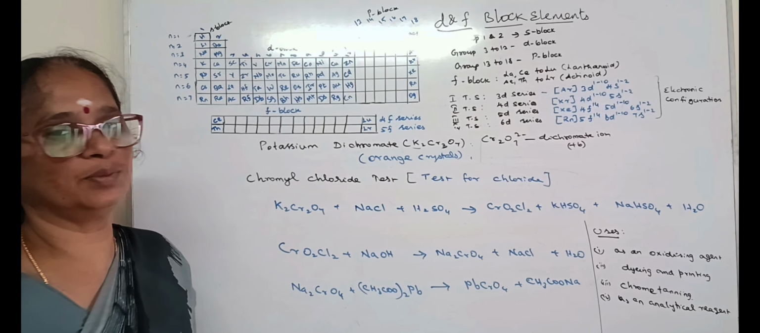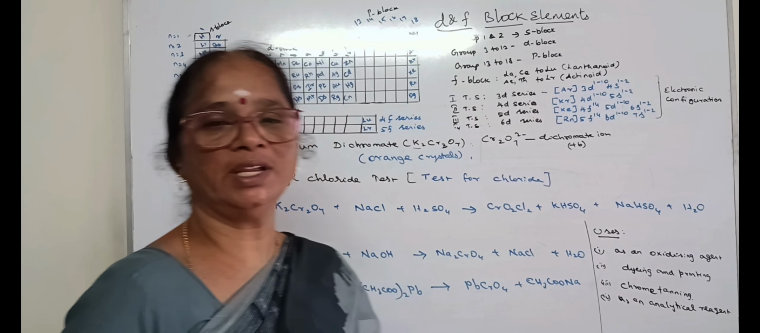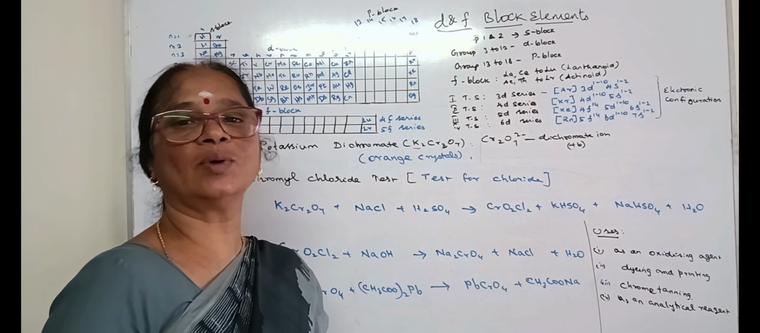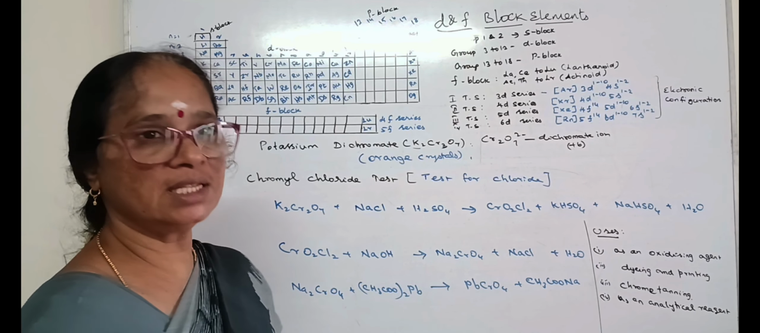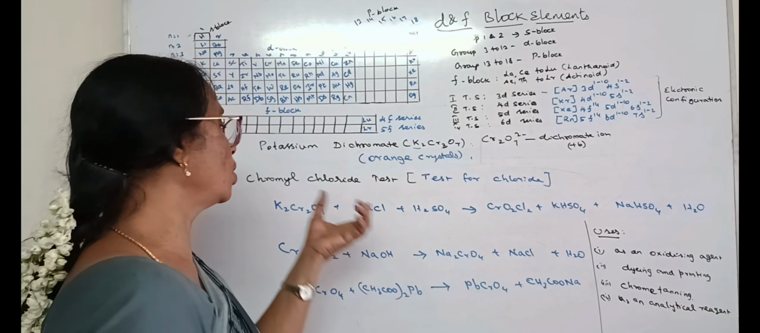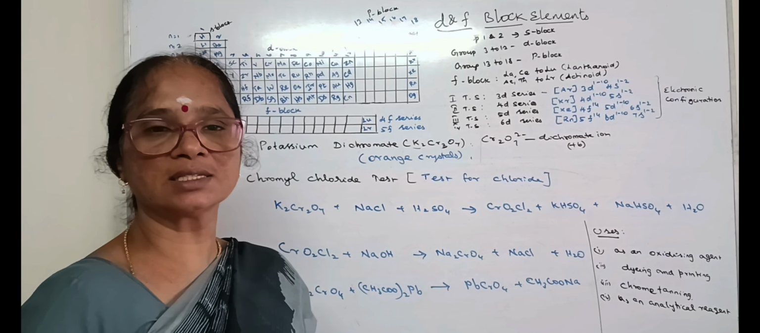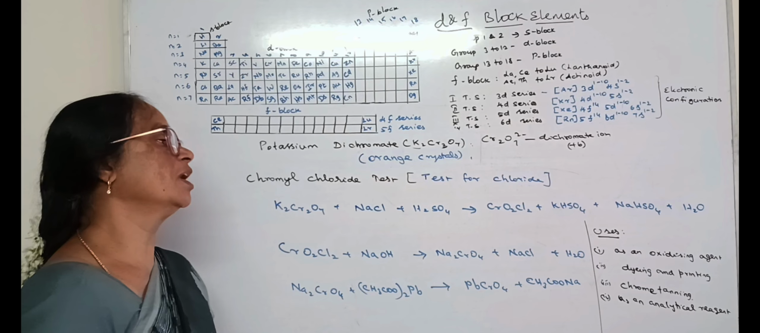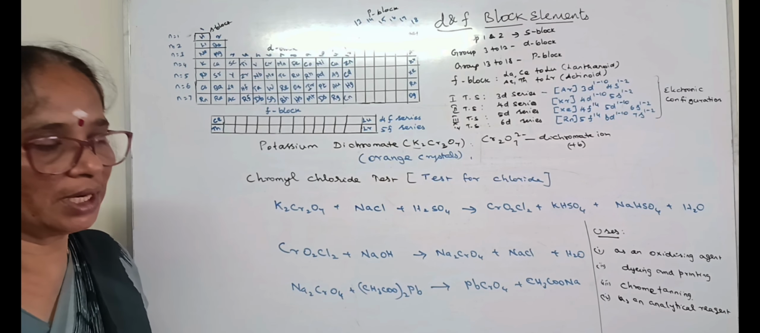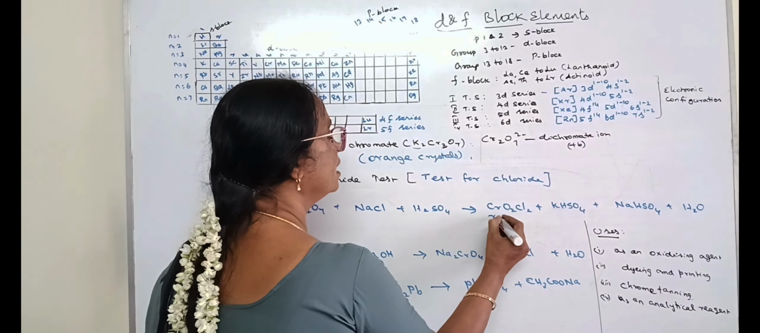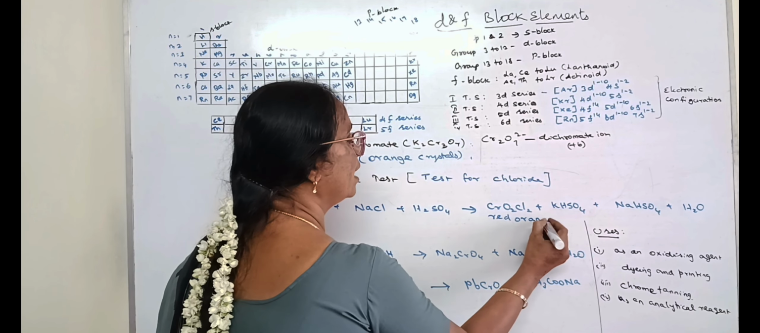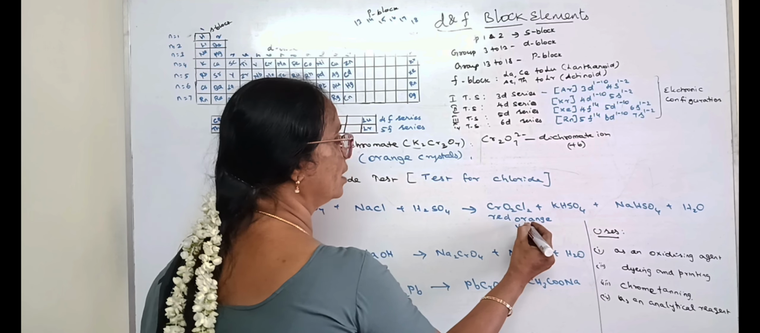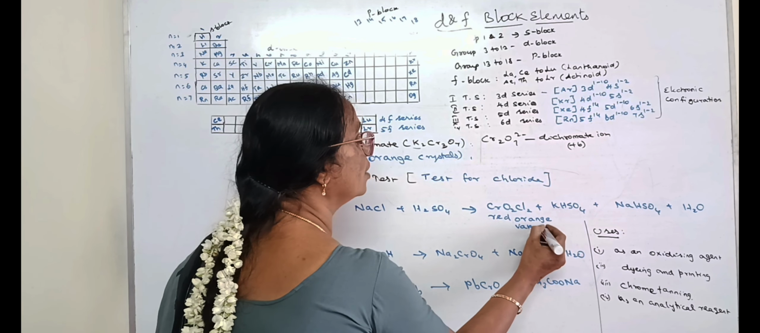Actually, this test is being performed for identifying the chloride radical. This is what is taken for qualitative analysis of salt. So, when we have the chloride salt, this chromyl chloride test is considered one of the confirmatory tests for the presence of chloride radical. Chromyl chloride is nothing but a red orange vapor. It is formed when we treat the chloride salt with potassium dichromate in the presence of an acid medium.